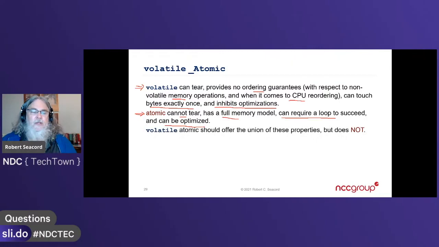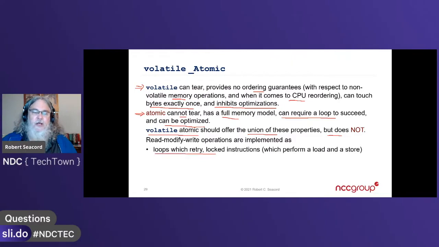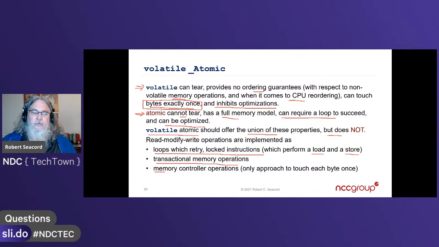So ideally, you would think that by combining these two together, you would get the union of properties, but this is not true. So, for example, read, modify, write operations can be implemented by loops, which are going to retry with locked instructions, each of which performs a load and store. So the fact that you have a loop where you might retry multiple times, loading and storing these objects, means that we've lost the guarantee with volatile that these bytes are going to be touched exactly once. Similarly, we could implement this with transactional memory operations, which might also access the bytes multiple times. The only way really to ensure that you're only touching the byte once is to do these as memory controller operations.